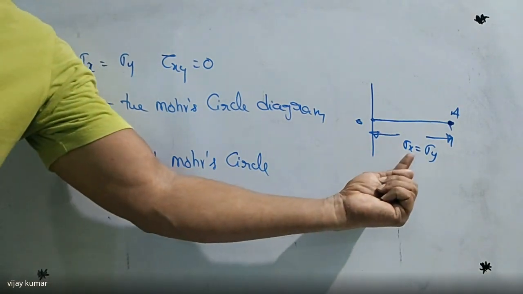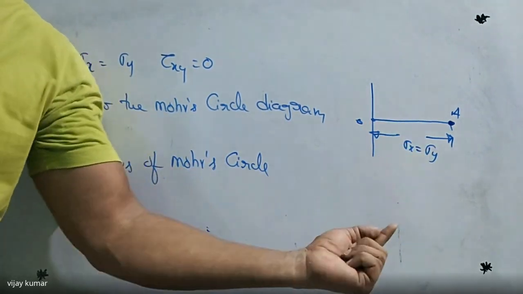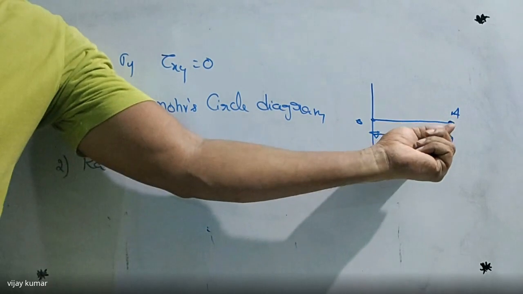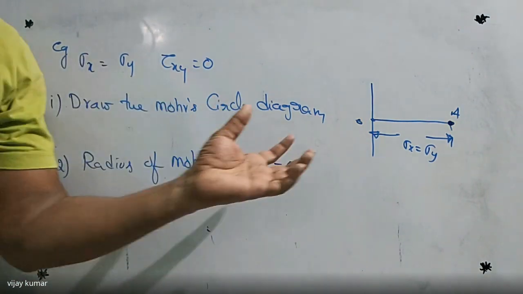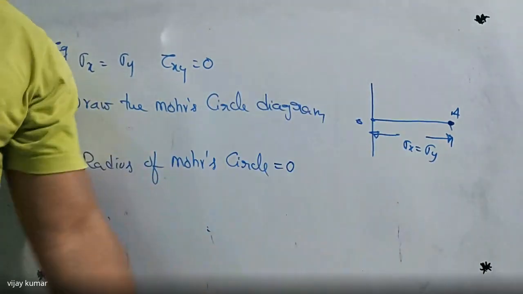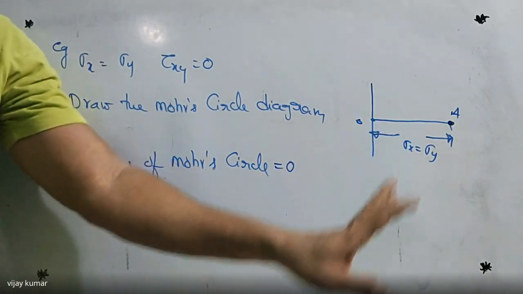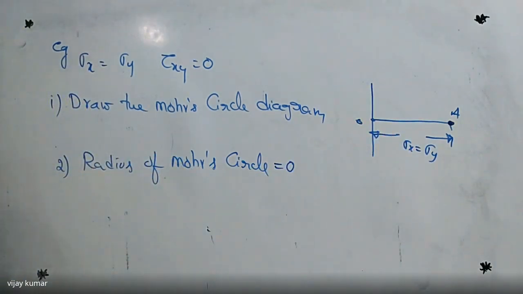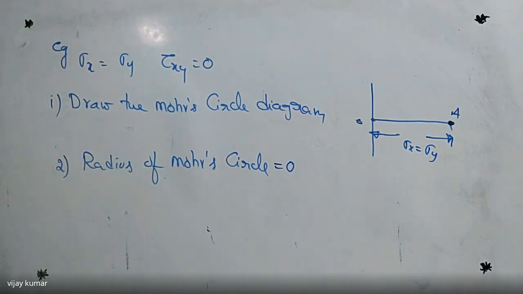Do you get my point? Sigma x and sigma y both indicate one point. There is no difference between sigma x and sigma y, so the radius must be equal to how much? 0. And it never indicates a circle; it indicates a point on the horizontal line. So this is the Mohr circle, but this circle indicates a point, and the radius of the Mohr circle must be equal to 0. Do you get my point?